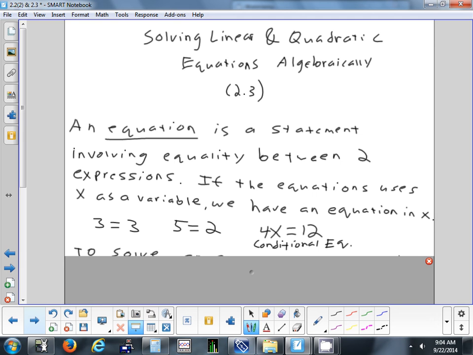How about one of these two? Yep? 5 equals 2 is a contradiction. Yeah, that's a contradiction.